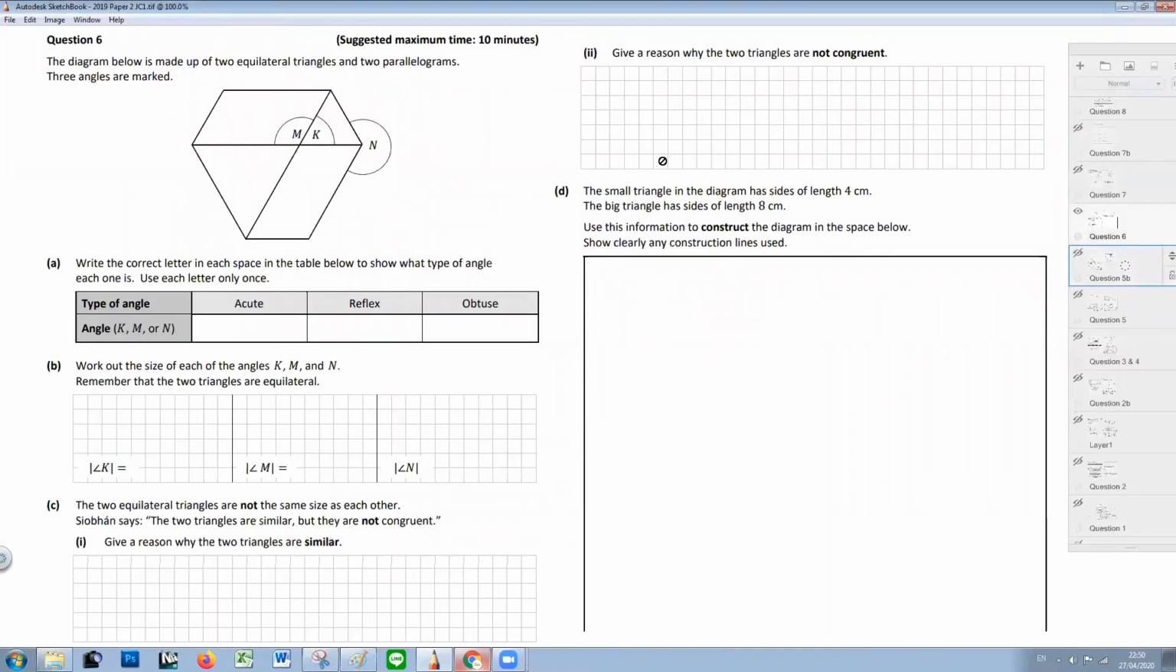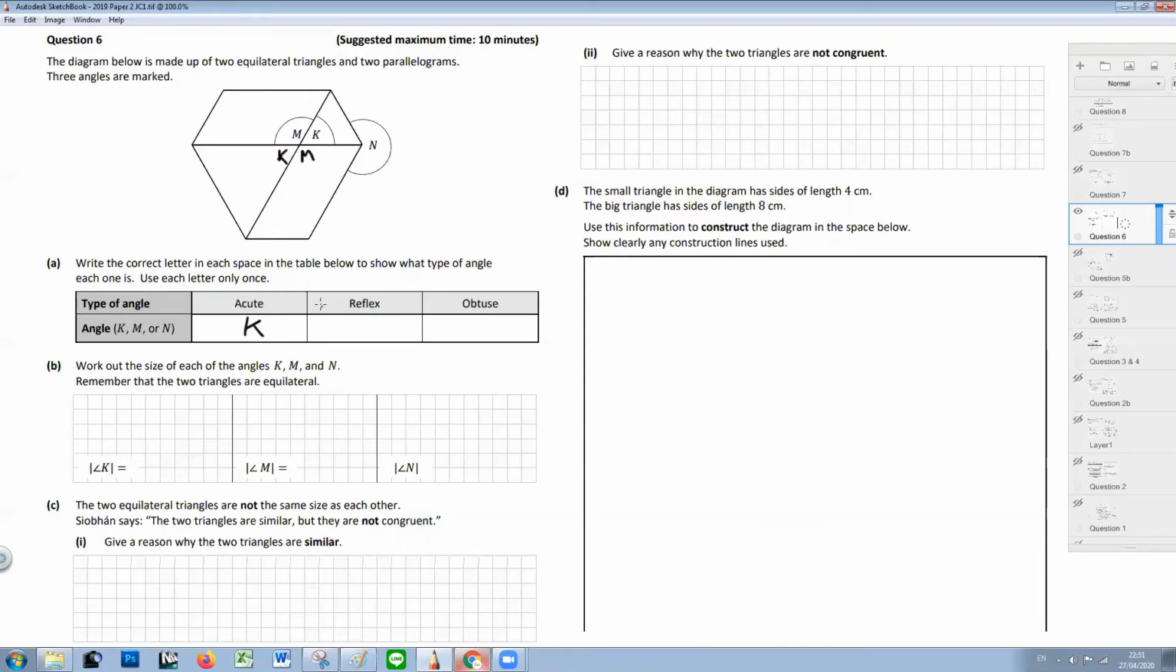So now we're told the diagram below is made up of 2 equilateral triangles and 2 parallelograms. 3 angles are marked. So straight away, some of the things that we can very quickly identify. This value is going to be K. This value is going to be M. Those are just 2 things I've noticed straight away. Write down the correct letter in each of the spaces below to show the type of angle each one is. Use each letter only once. So our smallest angle, one that's less than 90 degrees, is K. That's our acute angle.